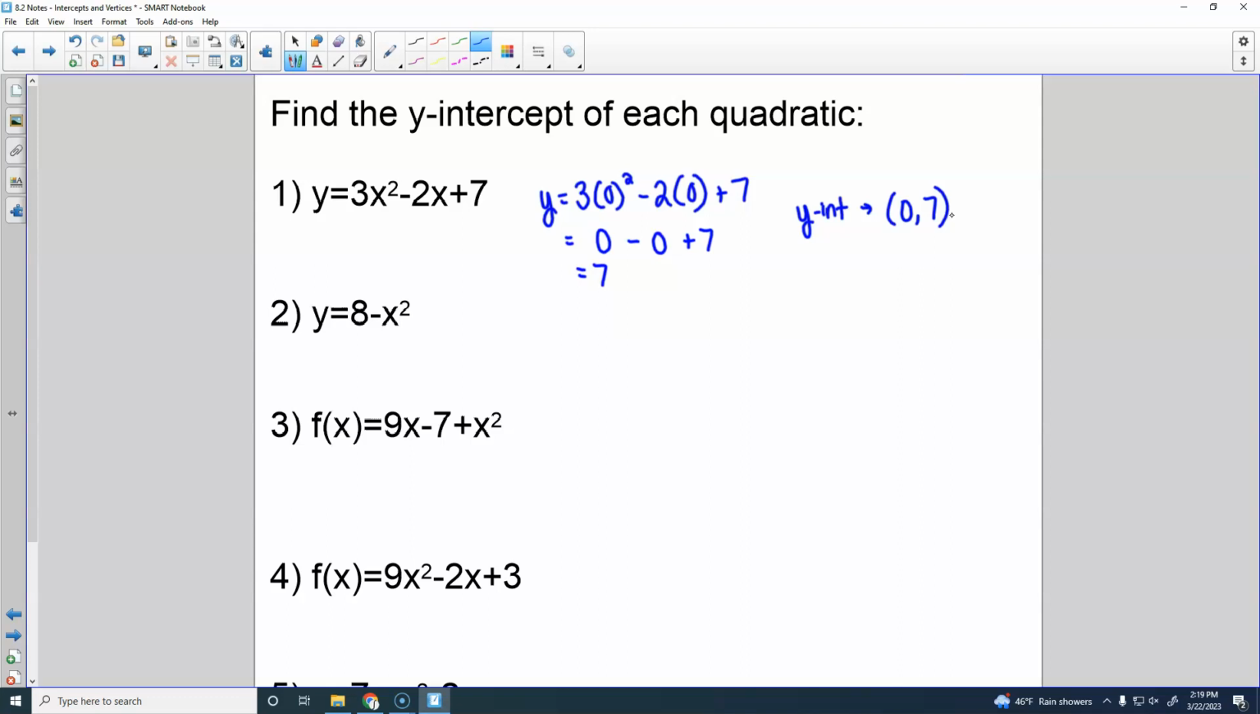You get 8 minus 0. Yeah. Which would just be f of x is written in y. Which would give you 8.